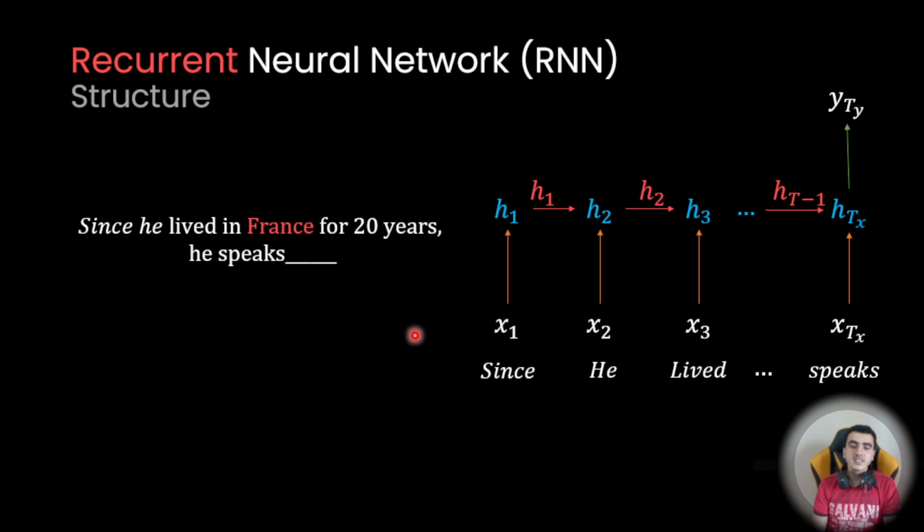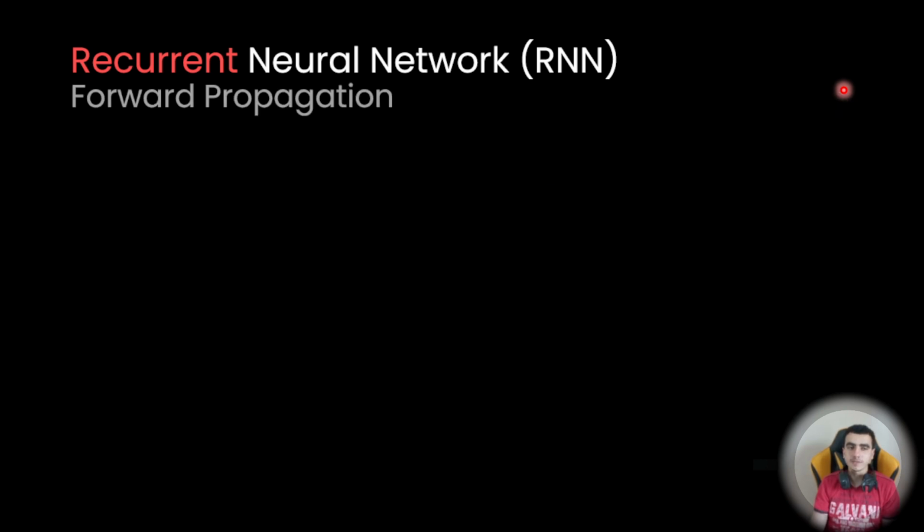So in that case, this Y_T is depending a lot on the previous inputs. If the model has passed the information of this token pretty well through the network, it can easily predict that he speaks French. So let's go through the forward propagation and how this information flows in a slightly mathematical way.